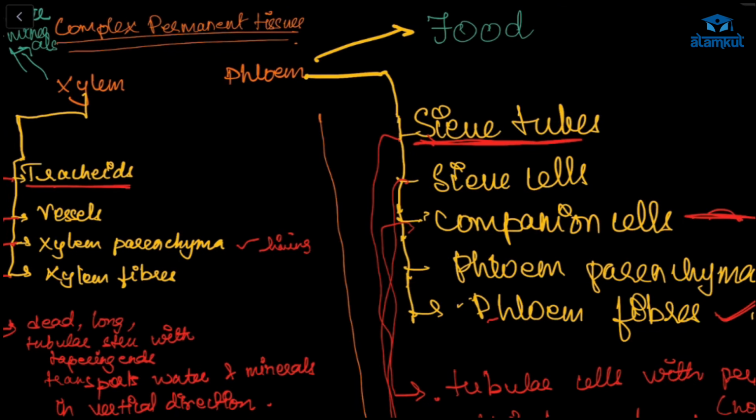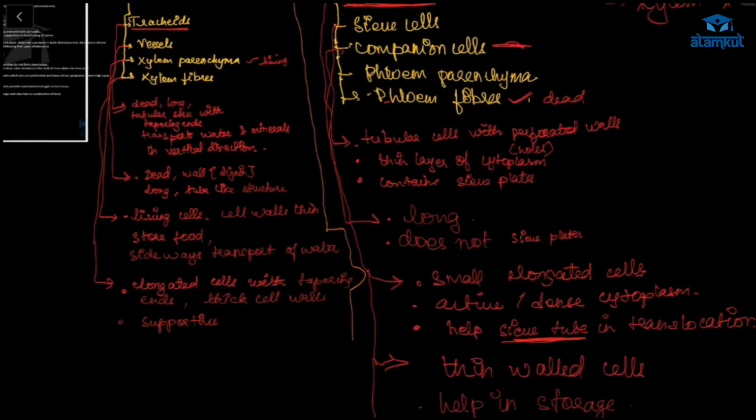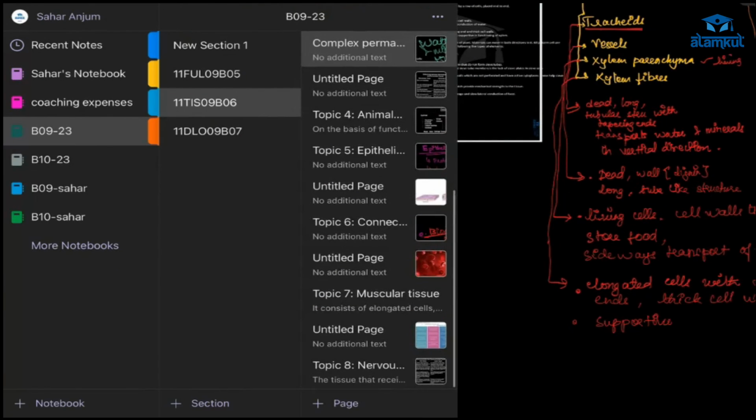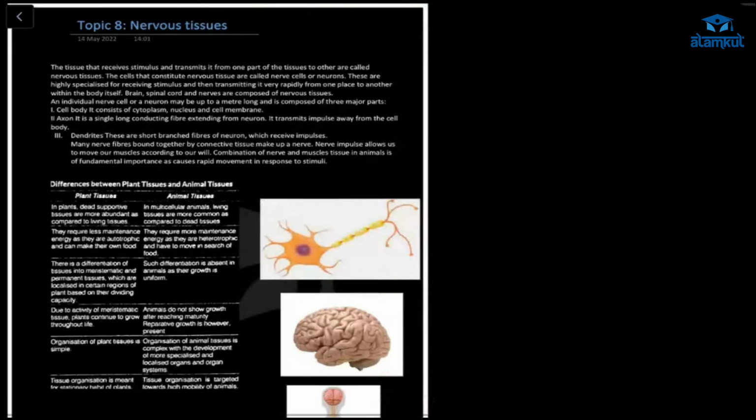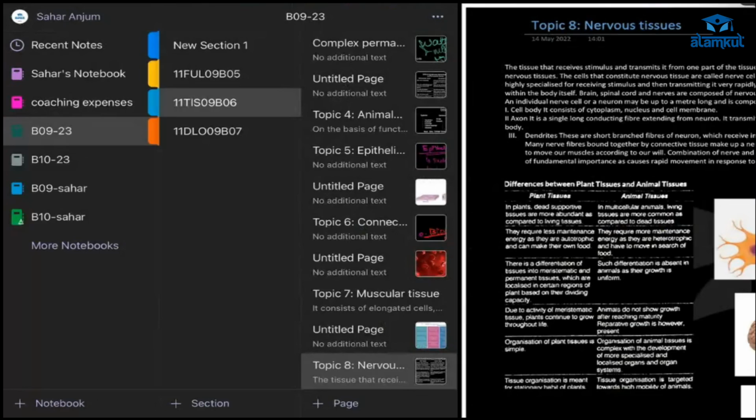Okay. Understood? Arham? Razi? Yes, ma'am. Any doubts? No, ma'am. Then thank you guys. Only two topics are left, muscular tissue and nervous tissue, and it is a very short topic. Okay, bye bye. Bye, ma'am. Thank you, ma'am.